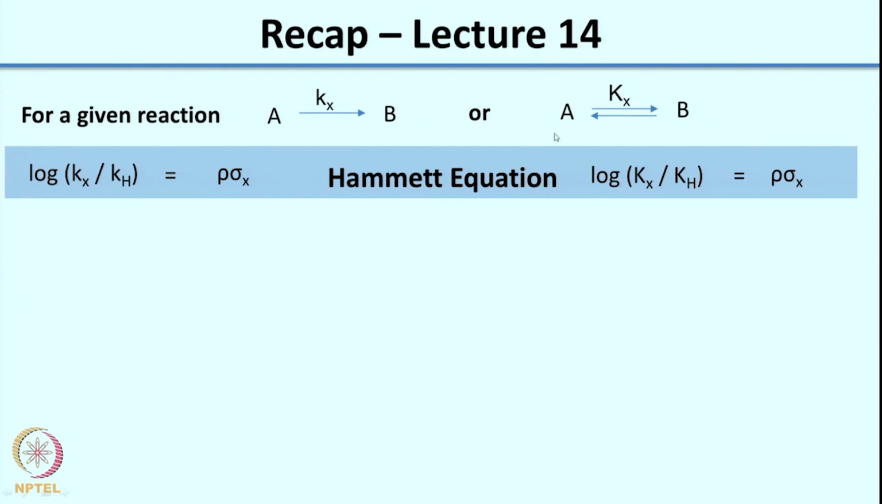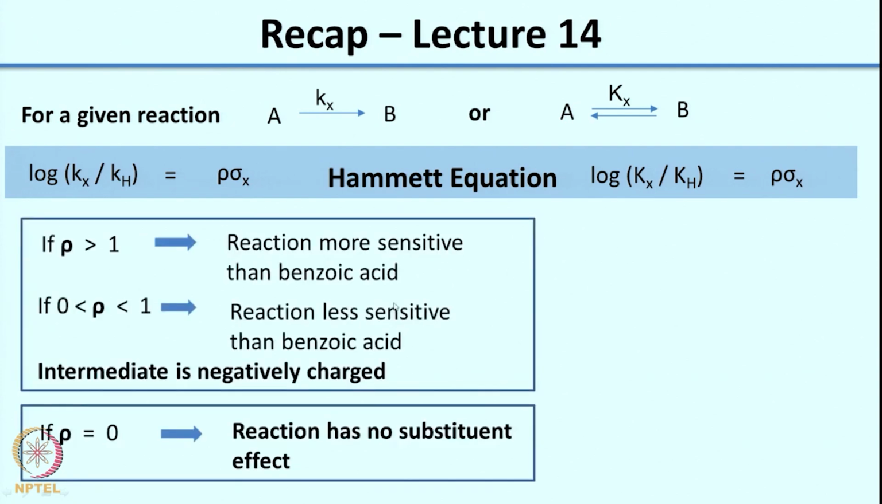This can also be used for a reaction which is under equilibrium, and you can correlate log of Kx over Kh again with dissociation of benzoic acid, and you get the proportionality constant, which is rho. Now, based on the magnitude of rho and the sign of rho, you can get a lot of valuable information about the intermediate. So, if you have a value of rho which is greater than 1, it indicates the reaction is more sensitive than benzoic acid.